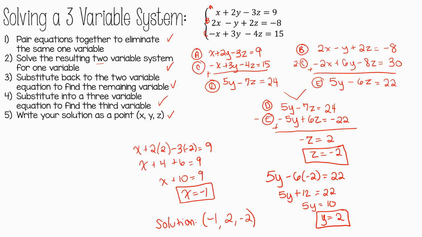So if I plug in for x, -1 plus 4 plus 6 would give me 9. I try that again. I would get -2 minus 2 minus 4, which would give me -8. And then -1 times -1, so I have +1 plus 6 is 7 plus 8 is 15. So this solution works for all three equations. You can go back and double check that way.